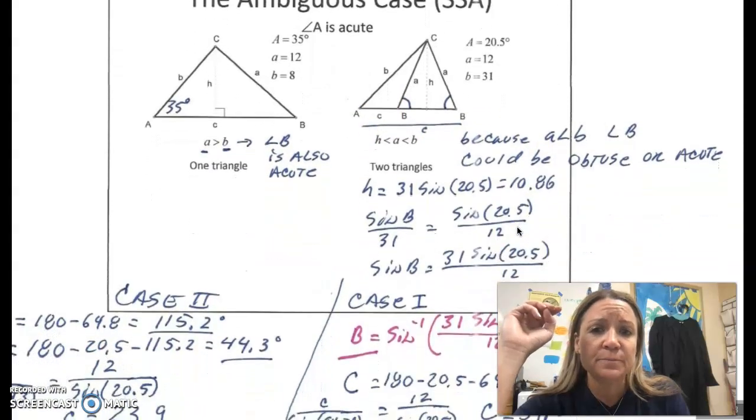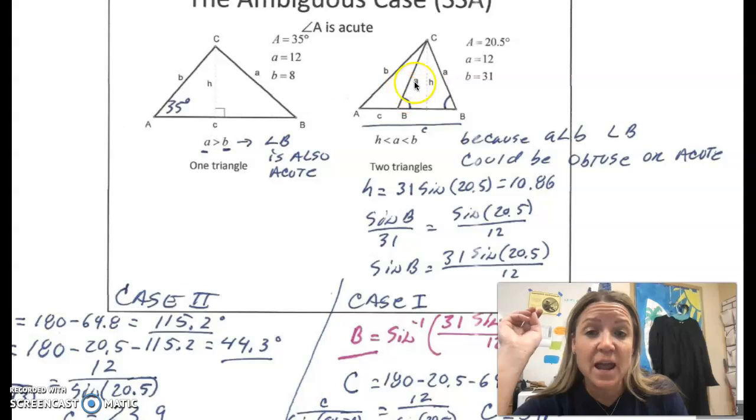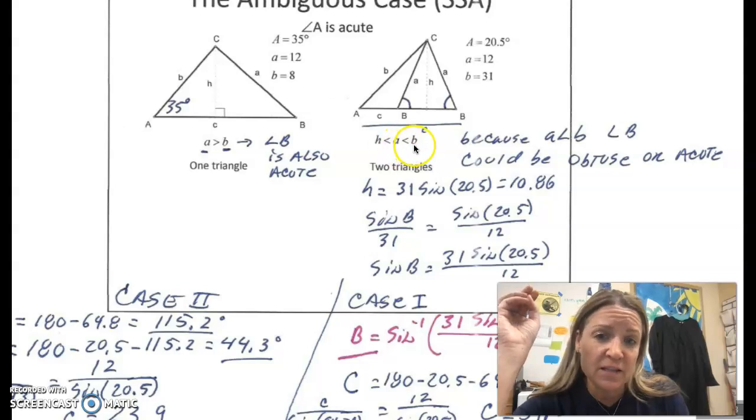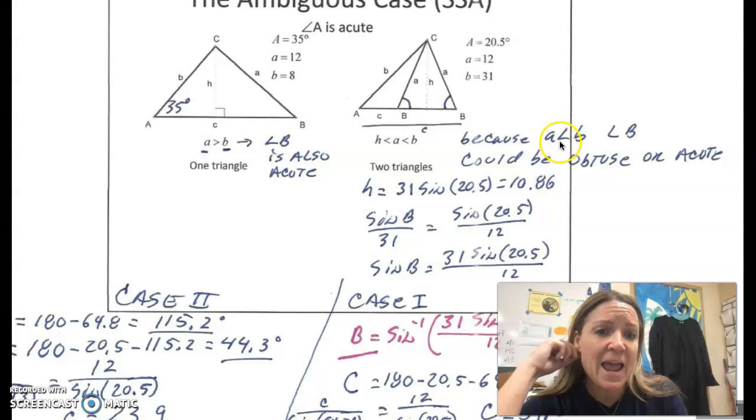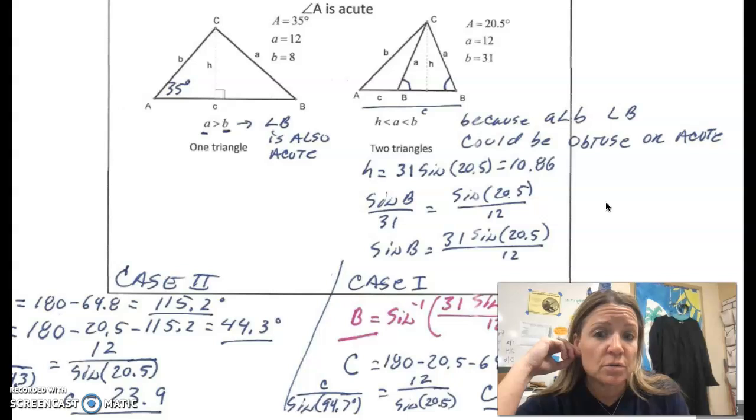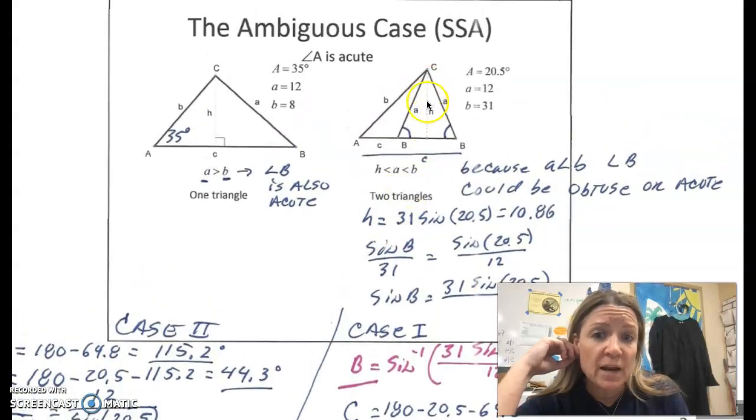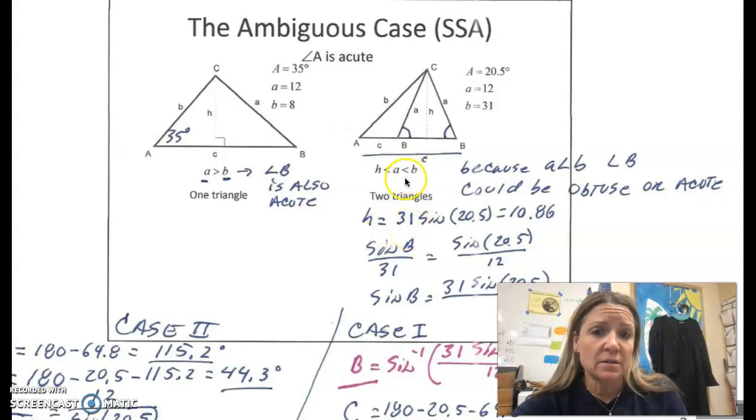All right, the example on the right, we have angle A is 20.5 degrees, side A is 12, and side B over here is 31. So A, which is 12, is less than B but greater than h. So this one is going to have two triangles because A is less than B. That means angle B could be obtuse, or angle B could be acute.